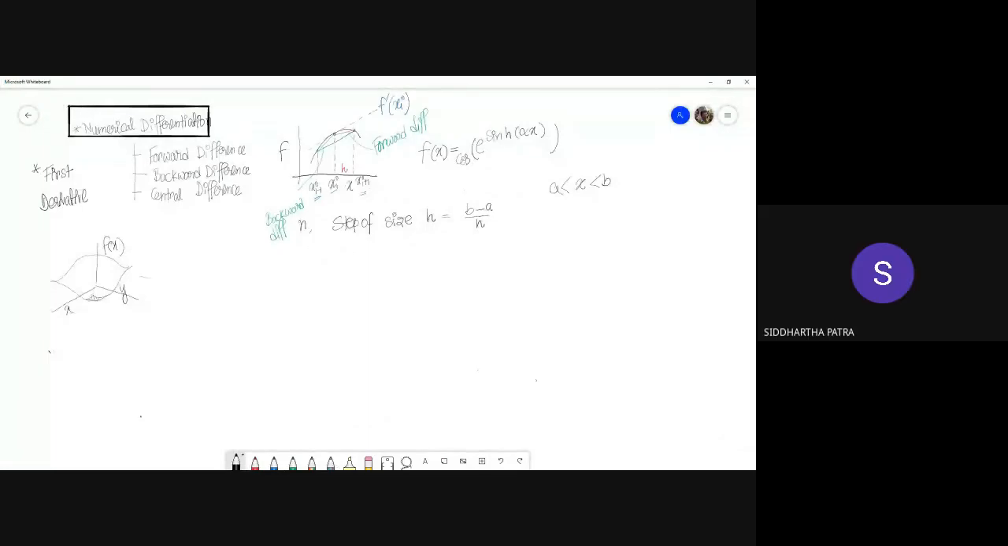Okay, so now let's try to write down the expressions for central difference. Try to write down the expressions for f at xi minus 1 and f at xi plus 1. So first of all, we can write them as f of xi minus h and f of xi plus h.